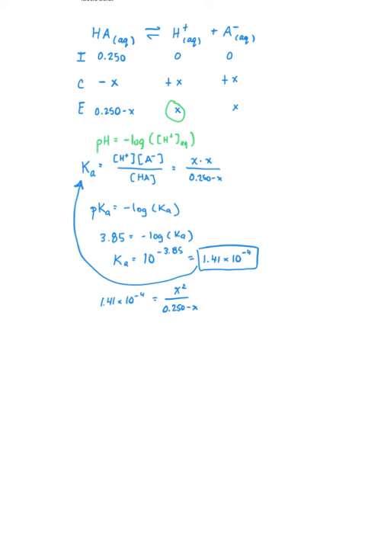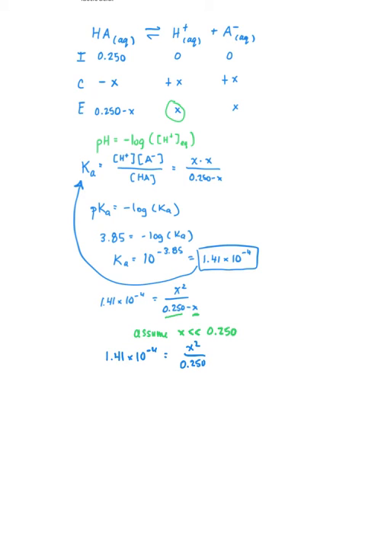Our assumption that we'll make is that this X quantity is so small compared to the formal concentration or initial concentration of our weak acid that it's not appreciably different from 0.250. We'll assume that X is much, much less than the formal concentration of 0.25. What that means is that 0.25 minus X is effectively 0.25. We can rewrite the expression up above as 1.41 times 10 to the minus 4 is equal to X squared over 0.25 if we carry out that assumption.